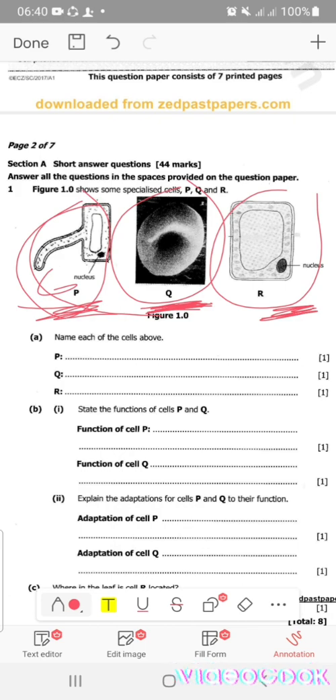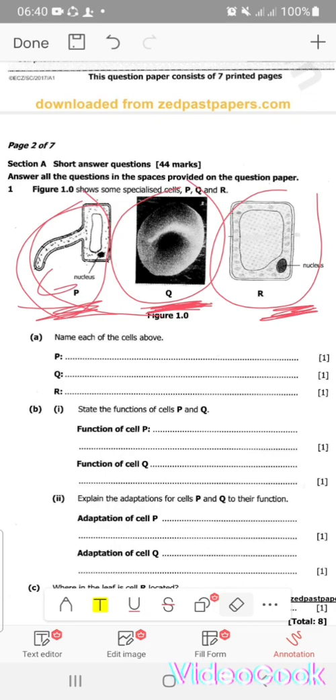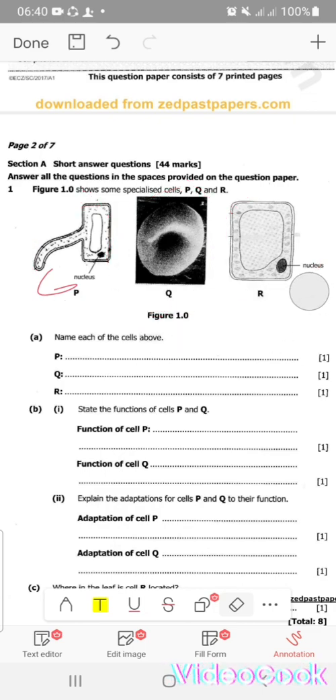Then cell Q, that's a red blood cell, which is used to transport oxygen in animals, that is, to all parts of the body from the lungs.